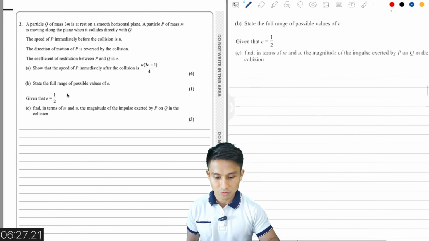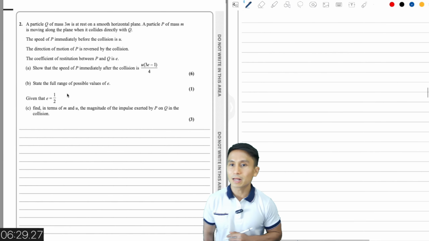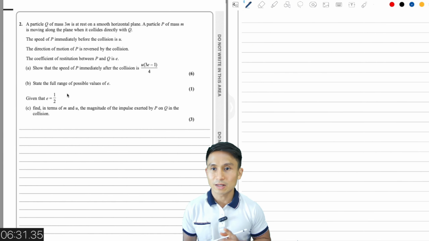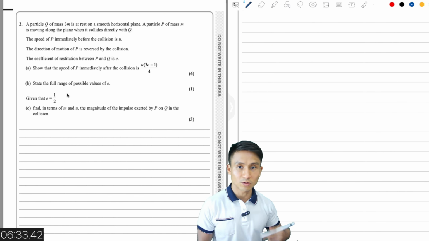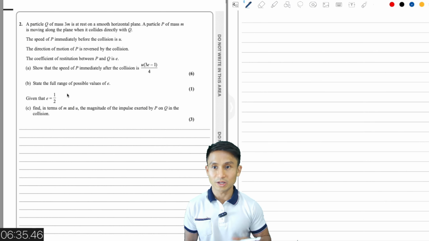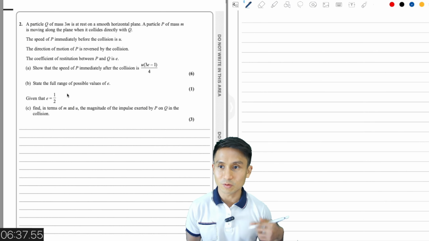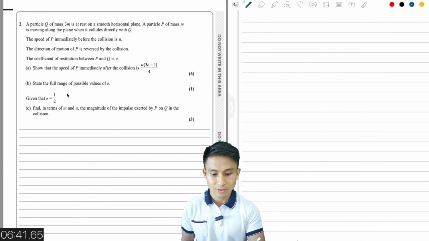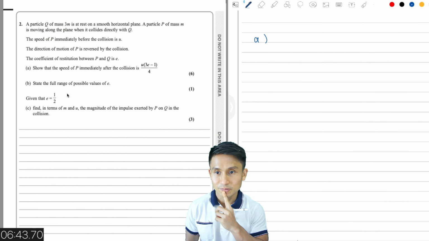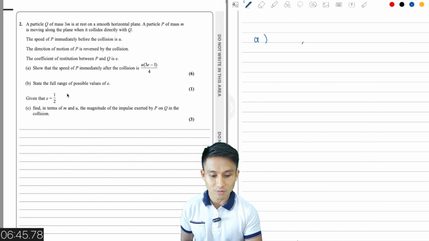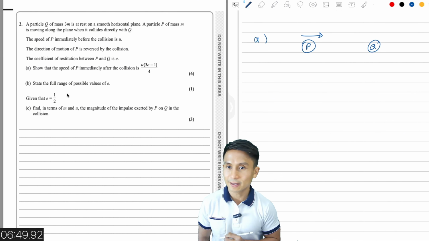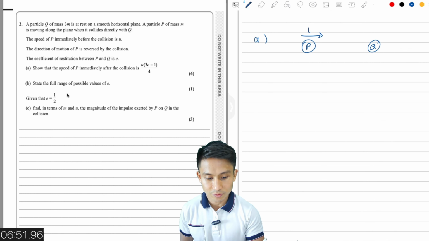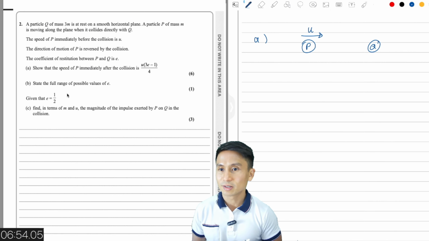Question 2. All right. A particle Q of mass 3m is at rest on a smooth horizontal plane. A particle P of mass m is moving along the plane and collides directly with Q. Okay, so P hitting Q here. Okay, so show that the speed of P immediately after. I'm just going to make P going to the right like that and Q being at rest here. So P is going at u.